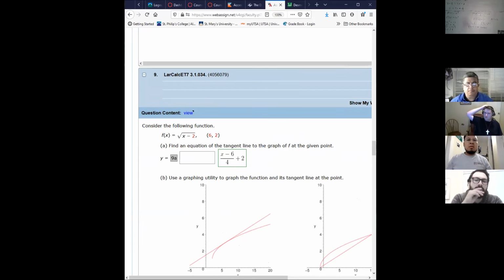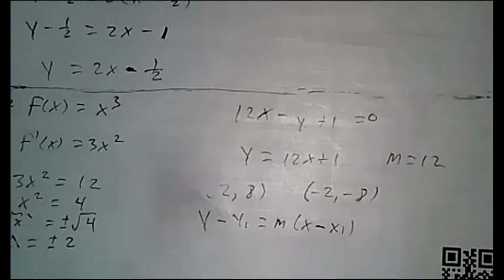There's number 12. Okay. Pain in the ass.